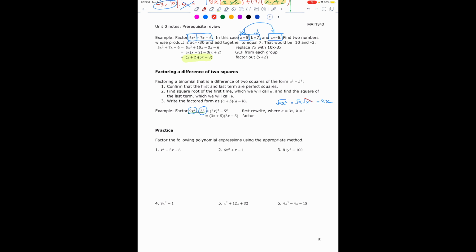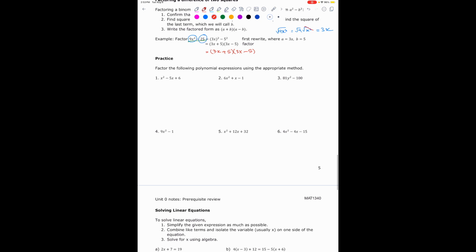So now we're going to take the square root of 25, which is positive and negative 5. So now we're going to say the factoring is going to go like this: the square root of the first term plus or minus the square root of the second term, which is 3x and 5 in this case. And that is how we factor the difference between two squares.